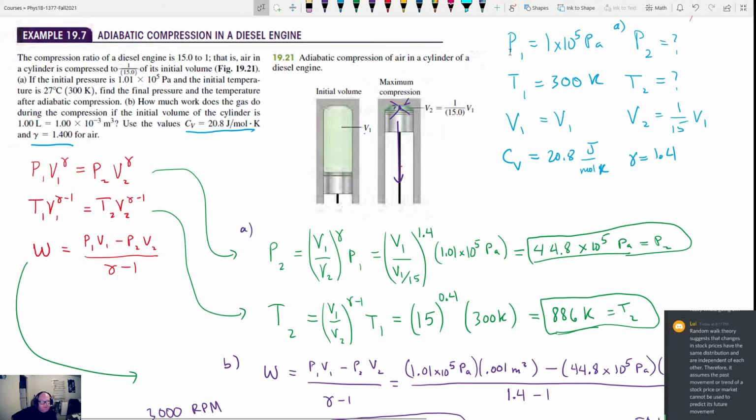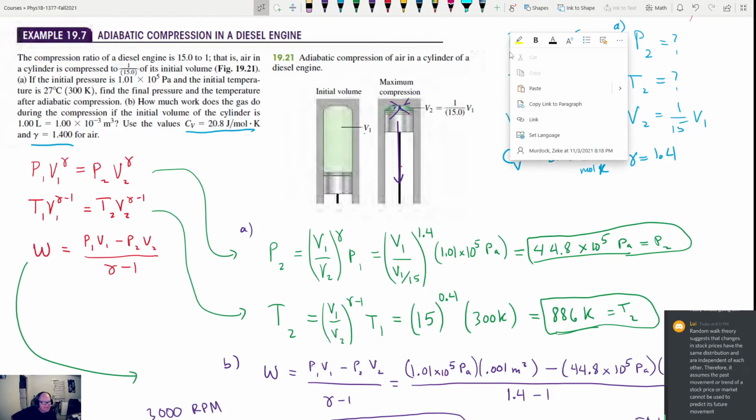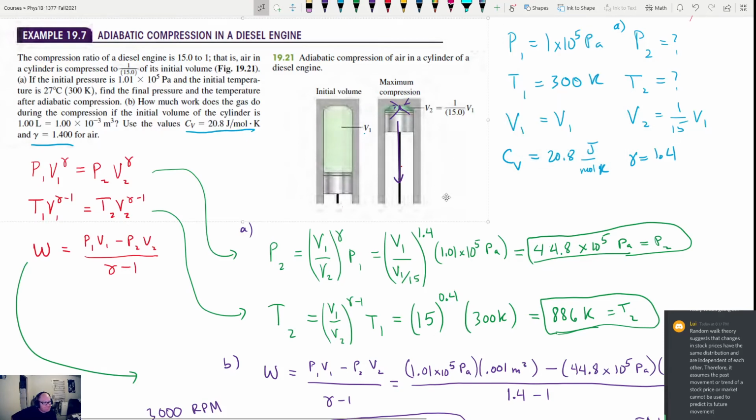So you're saying if it comes in as a liquid plus... Right, exactly, Louis. Random walk theory suggests that changes in stock prices have the same distribution and are independent of each other. And by the way, Ryan, to answer your question further, I would highly suggest that you go read about how an internal combustion engine works. Off the top of my head, I don't know the answer, but I think Andrew's on the right track: during the combustion process, it probably vaporizes the gas, and then it's a gas-air mixture inside the system itself.